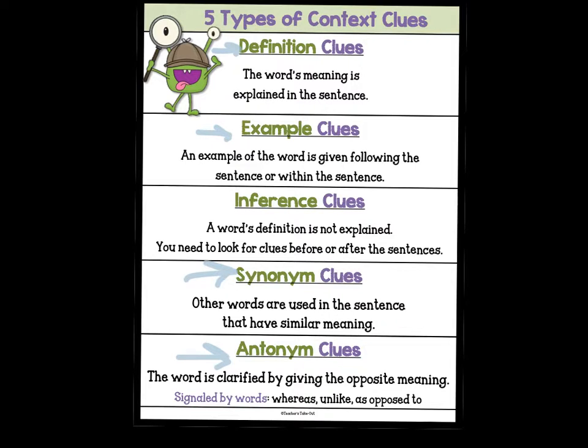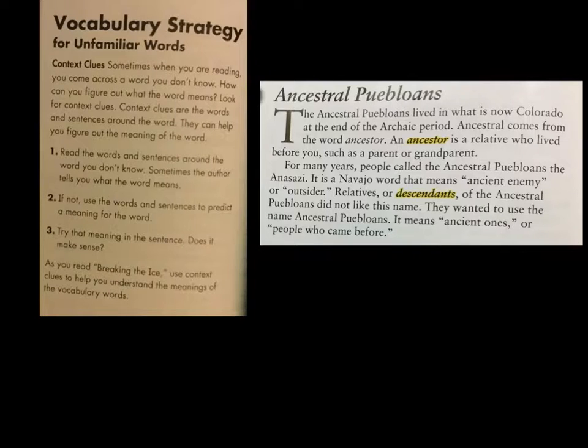A definition clue is when the word's meaning is explained right there in the sentence. You just have to be on the lookout for it. An example clue is an example of the word is given following the sentence or within the sentence. So sometimes you might have a word gap and then the author gives you an example of what that word means. And you can use that example to help fill the gap. All right, so now I'm going to give it a try. You want to go ahead and get out your word gap sheet, your fill the gap sheet, and we're going to be in that first little section. And as I do some reading and thinking here, you're going to add in my thinking after I do it.